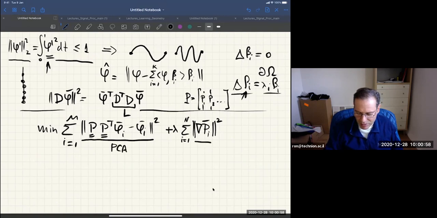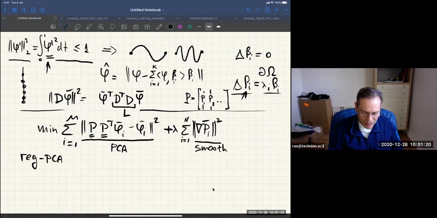This would be the guy that would produce for me the Fourier in the usual sense. And putting them together is a very natural and very effective way of regularizing the PCA element. So this would be a smoothing operator. Okay, and this is called regularized PCA.